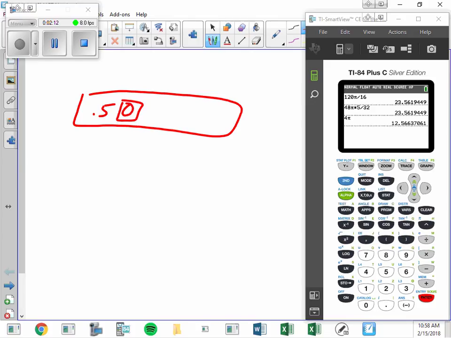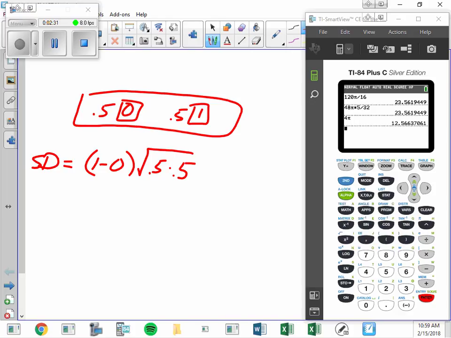So in the box, we have 0.5 zeros and 0.5 ones. Do we care how many tickets are in the box? No, doesn't matter. Okay, so the SD is simply 1 minus 0 times the square root of 0.5 times 0.5, which is 1 times the square root of 0.5 squared, which is just 0.5.